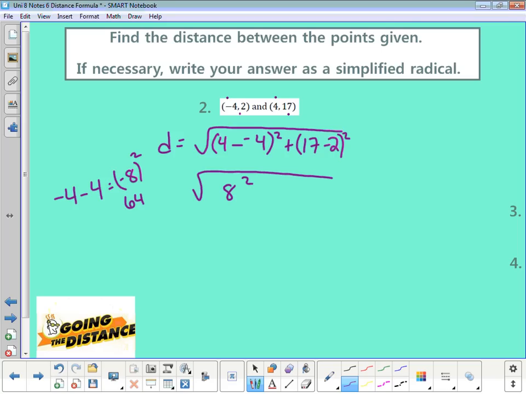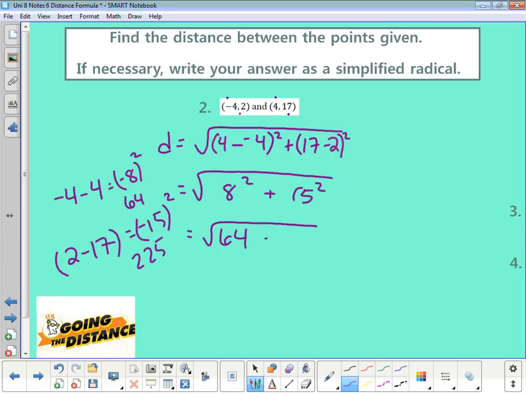So if I change the order of these and go in a different direction, I'm still going to end up with the same answer. Same thing with the 17 and 2. 17 minus 2 is 15, so I end up with 15 squared. If I had gone 2 minus 17, I'd end up with negative 15, and negative 15 squared is still positive 225. So it's okay if you go in the other order. Then I'm going to keep simplifying here. I know that 8 squared is 64, and 15 squared is 225. When I add those together, I get 289. So my distance is the square root of 289, which in this case is 17.